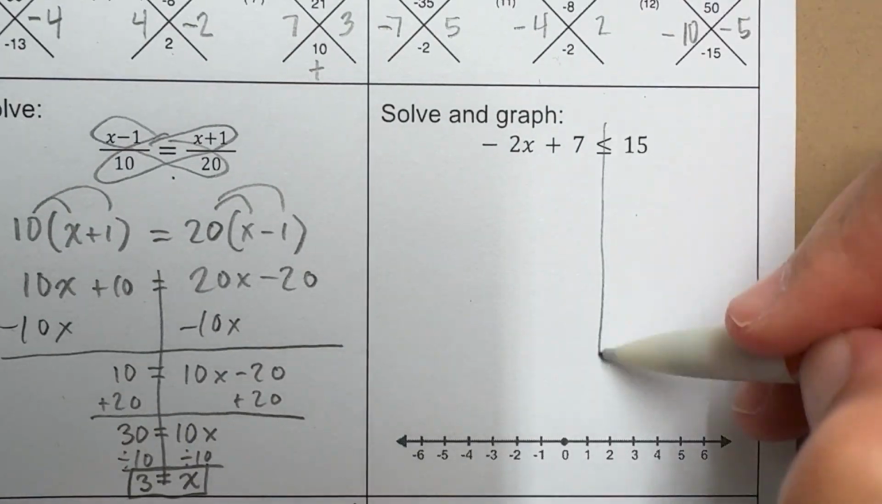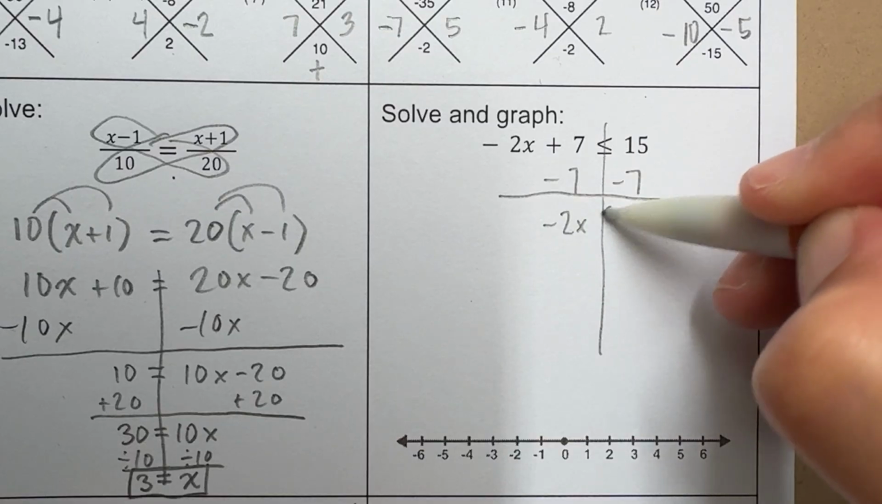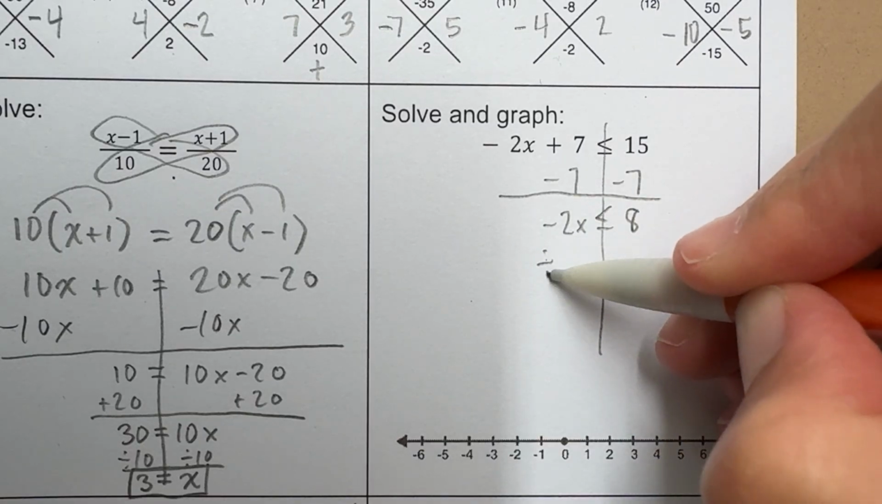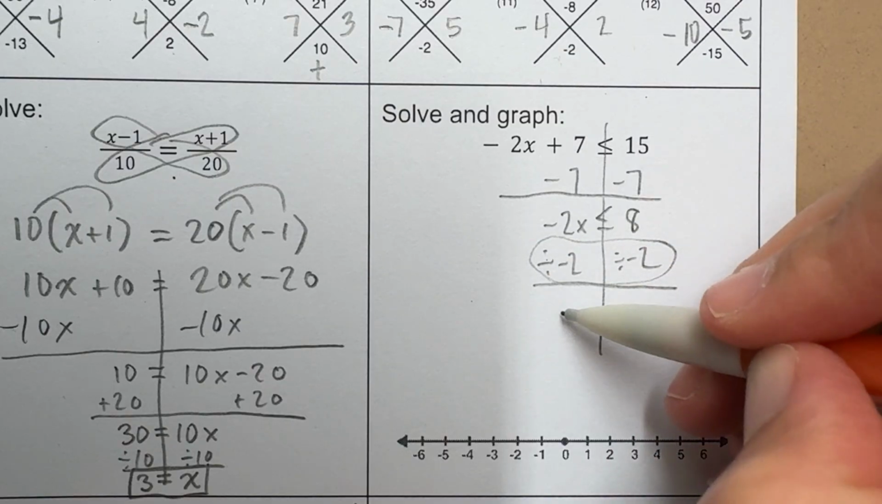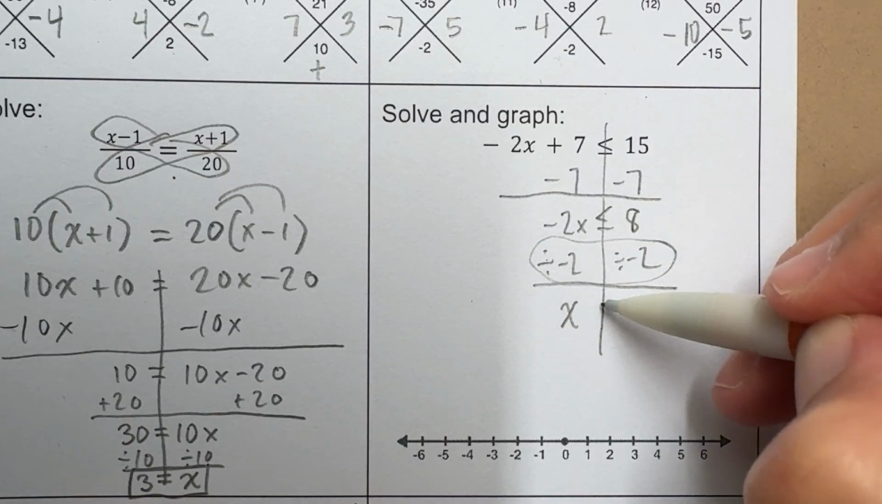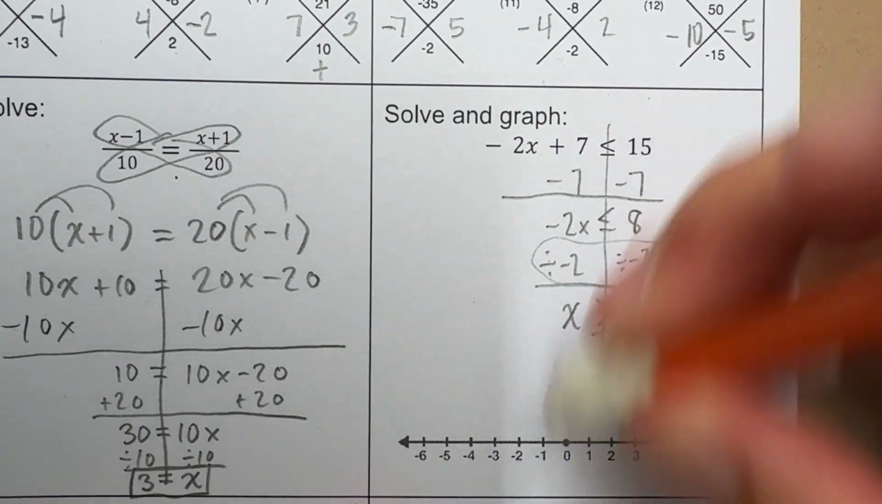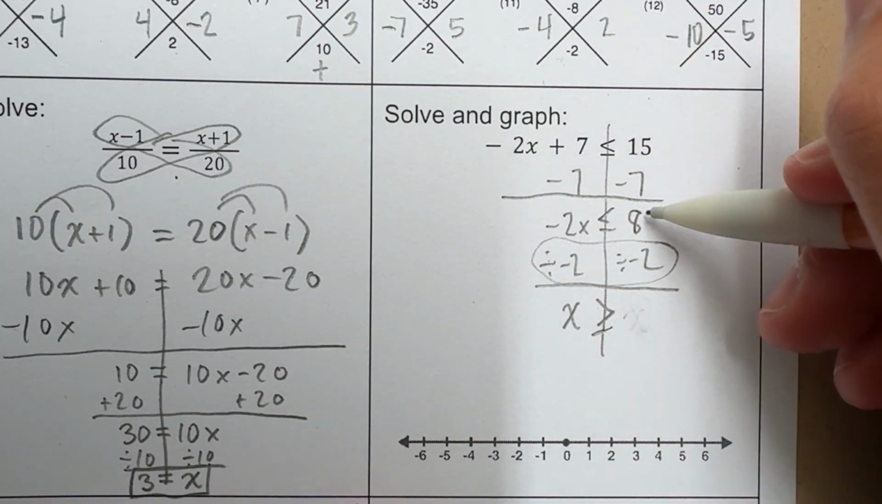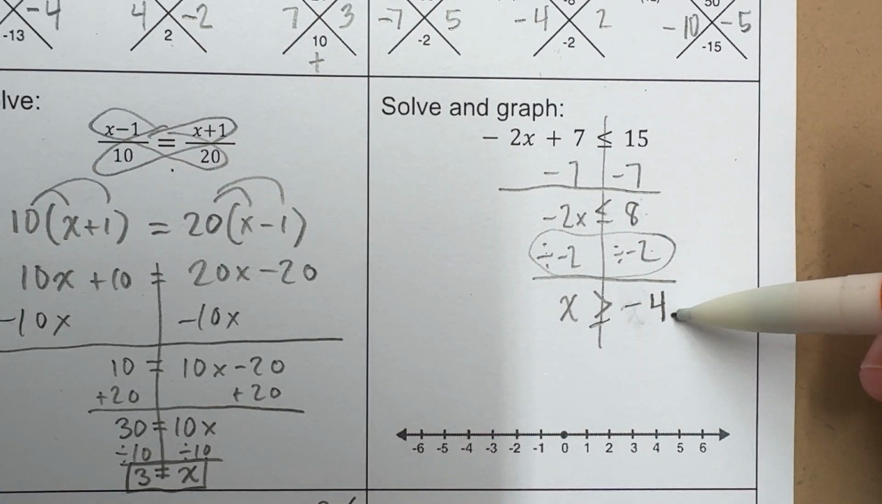Let's take a look at this inequality. We started by just solving it like an equation. And then here, when I divide by a negative number, this step, I'm going to flip the sign because I divided by a negative. Okay, right, positive by negative is negative.